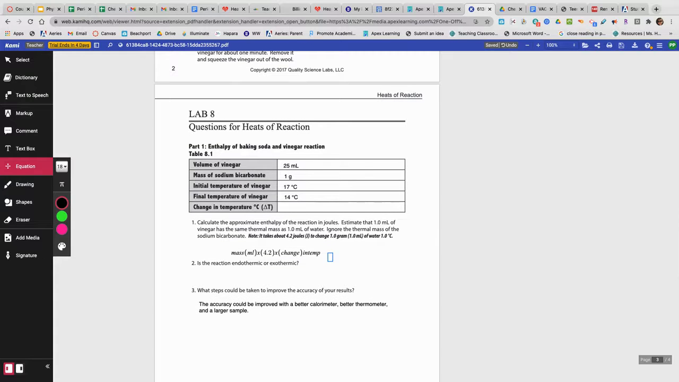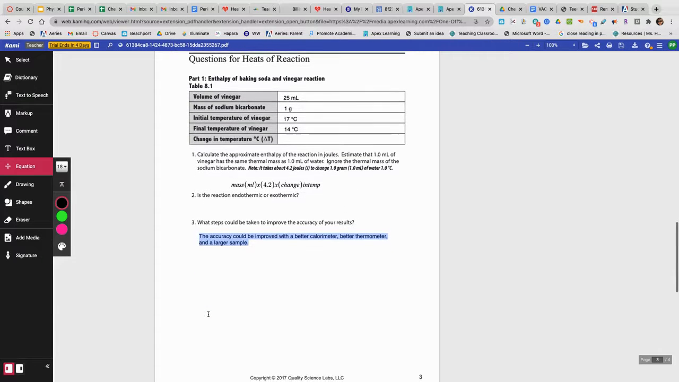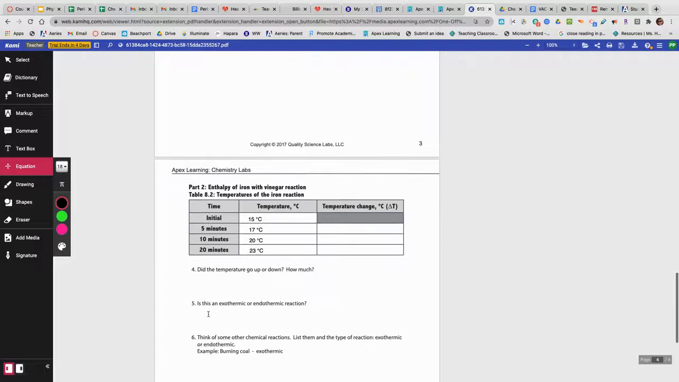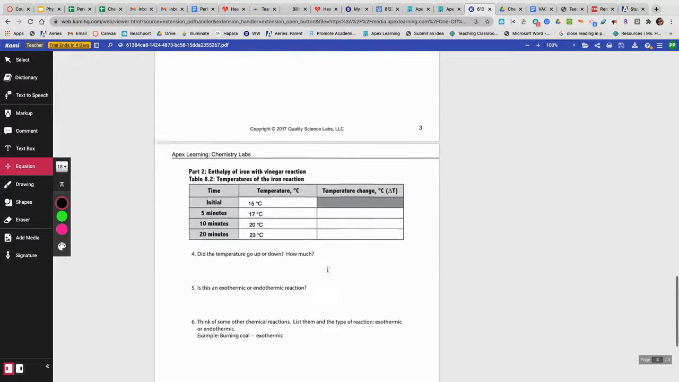And then number 3, what steps could be taken to improve the accuracy of your results? I don't know why that's here. The accuracy of a larger sample. Okay. I don't know why the answer is already there for you.